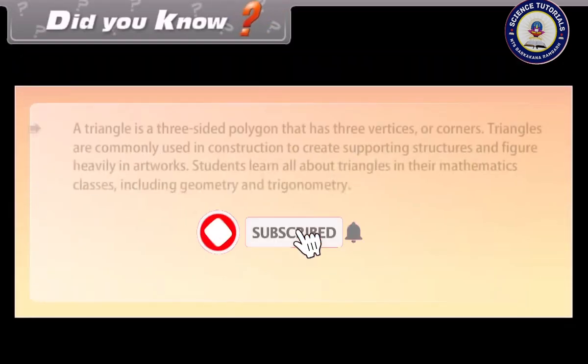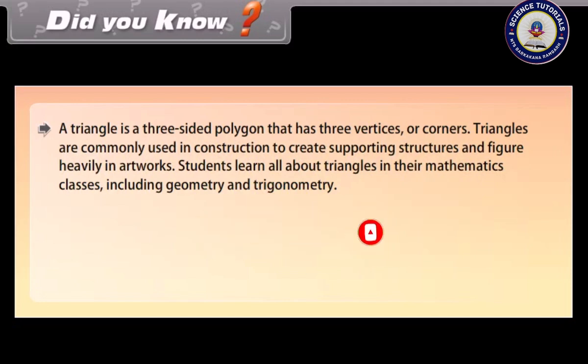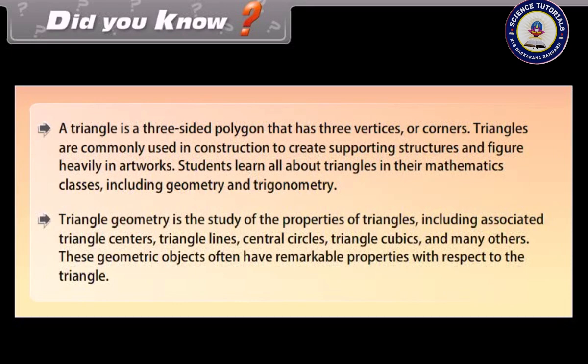Did you know? A triangle is a three-sided polygon that has three vertices or corners. Triangles are commonly used in construction to create supporting structures and figure heavily in artworks. Students learn all about triangles in their mathematics classes and trigonometry. Triangle geometry is the study of the properties of triangles, including associated triangle centers, triangle lines, central circles, triangle cubics, and many others. These geometric objects often have remarkable properties with respect to the triangle.